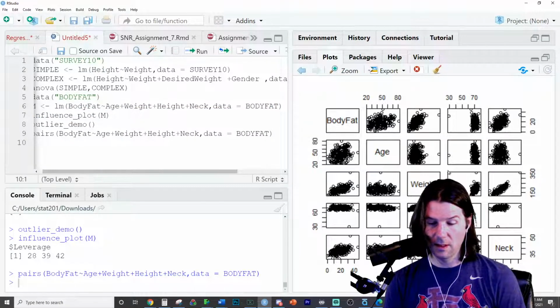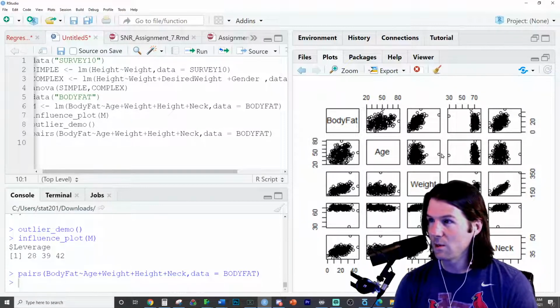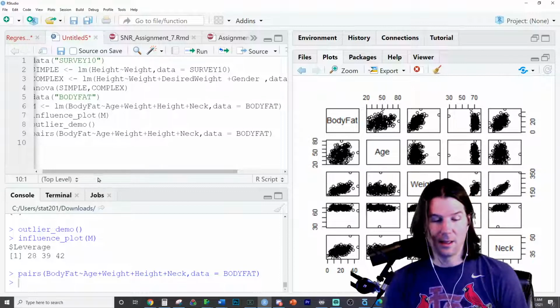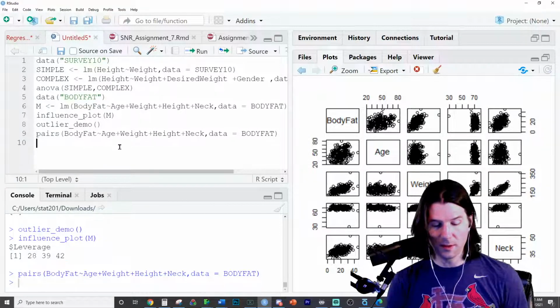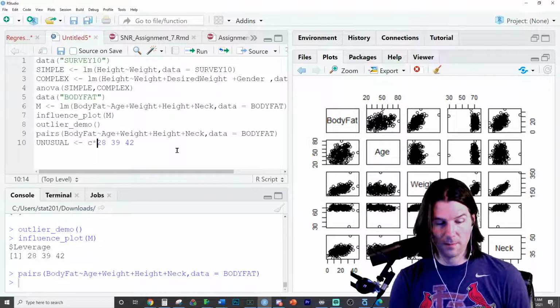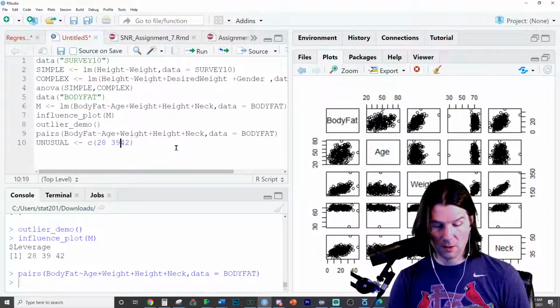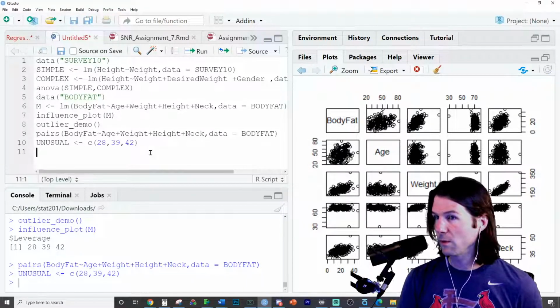So here it is. It's that point right there. I can already tell you which one it is. It's this point right here that's super odd. And here's the unusual points. Let me go here to unusual. You won't have to do this for yours, but I'm going to make a vector of unusual rows just so I don't have to rewrite those every time. So these are the unusual rows right here. Does that make sense? Like I've made a vector of unusual rows.